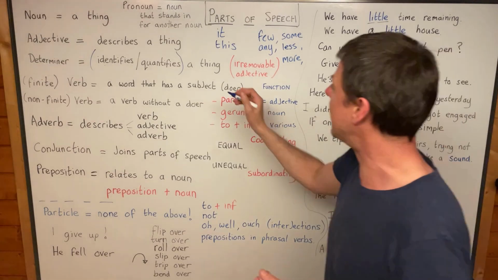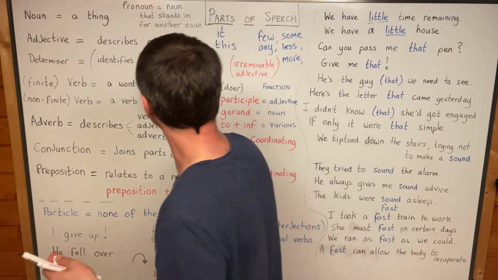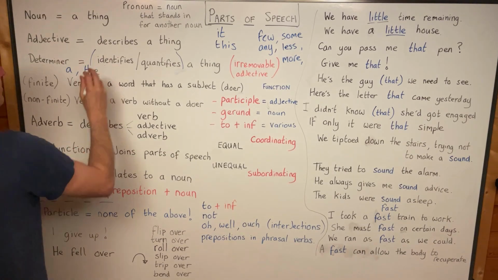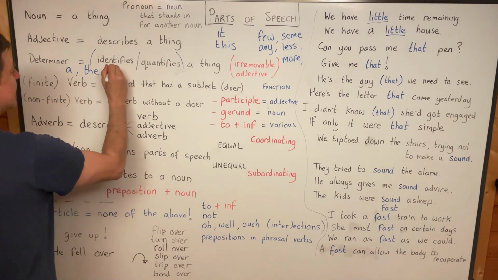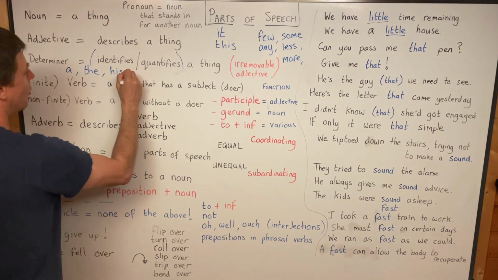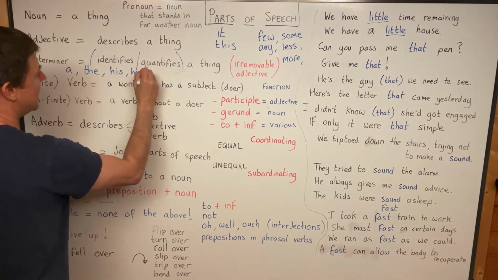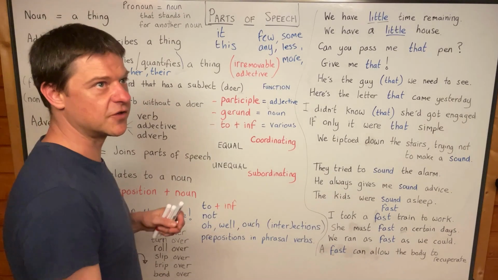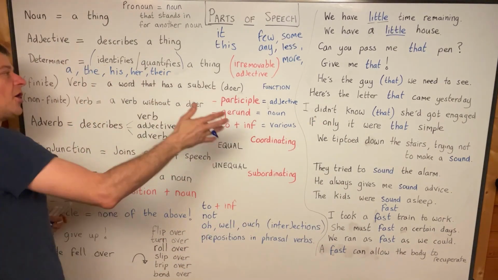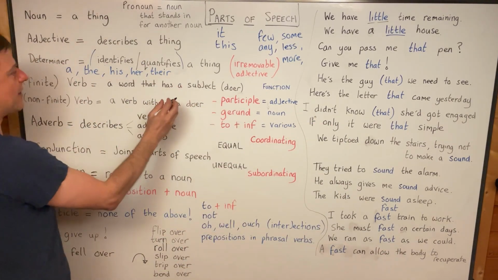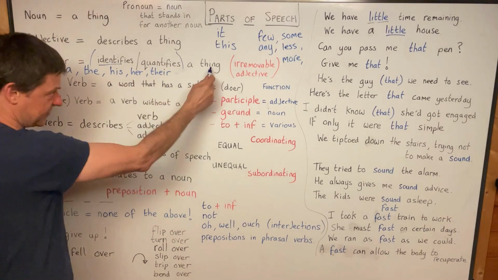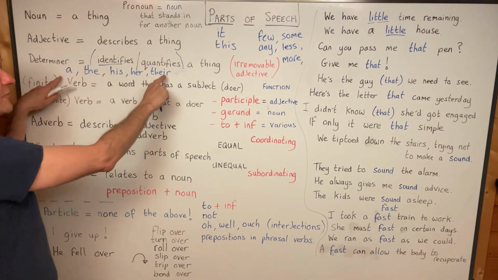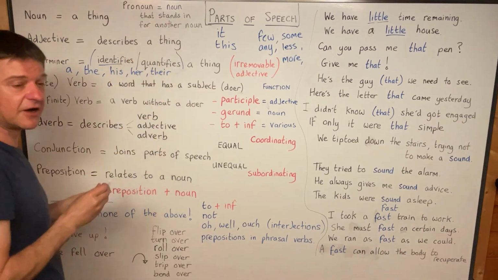Also a and the are perhaps the most common determiners. A, the. And also all possessive pronouns like his or her or your or their, because that tells you who the noun belongs to. It's his hat, it's her homework, it's their house. So it identifies a thing. So they are determiners as well, even though they're called possessive pronouns.